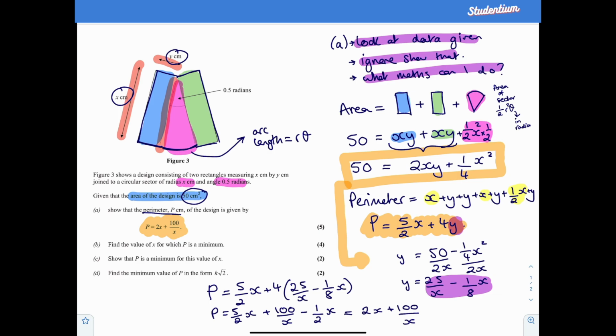And now let's look at parts B, C, and D. And for this, I really want you to realise that actually, it does not matter if you could do A. You can still, and you should still do parts B, C, and D. All right, so let's dive into that then.